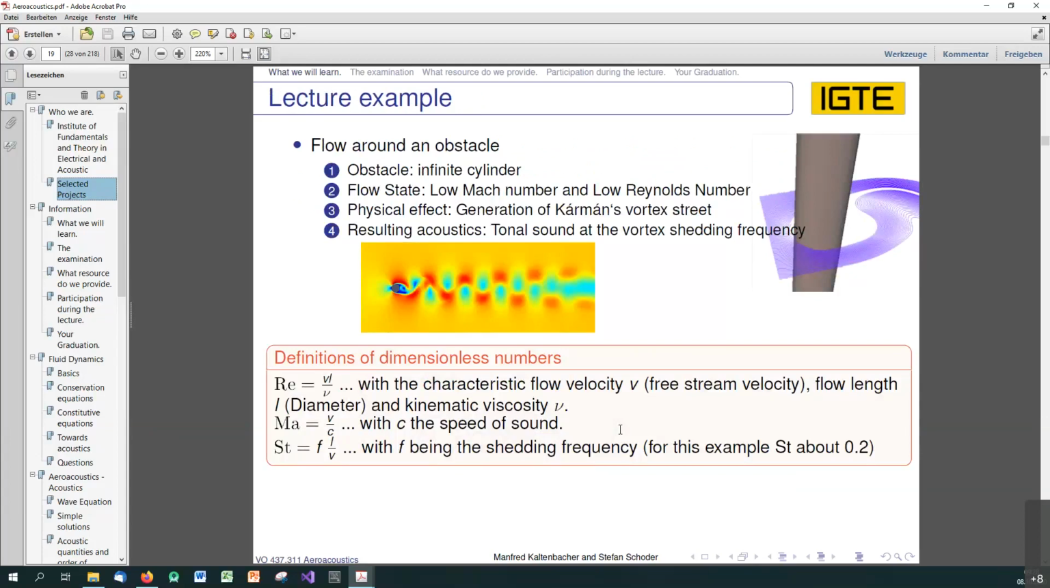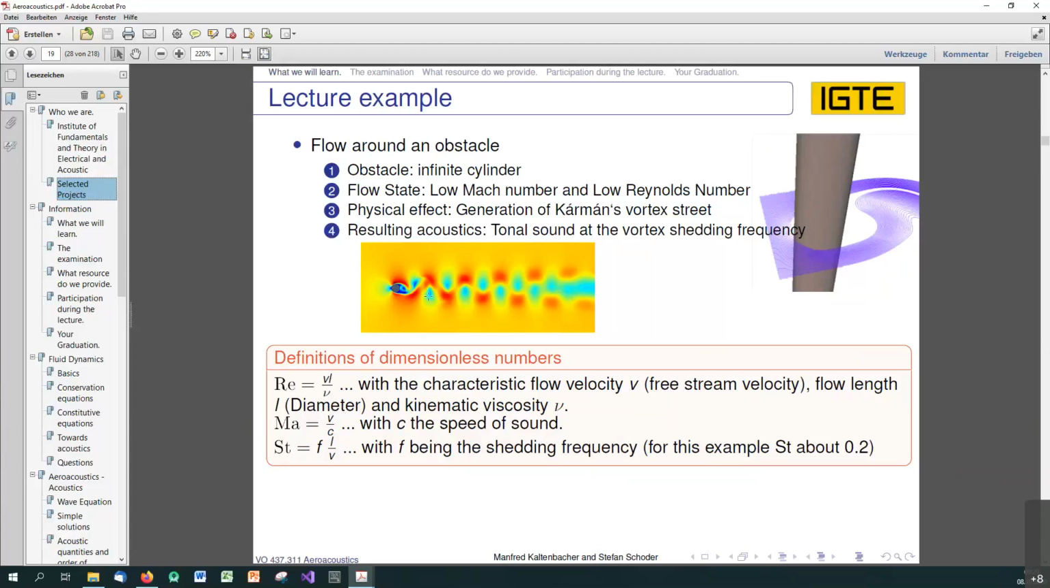Then I think I will go to the example we will always refer back to. It's the flow around an obstacle. If you just have a rod exposed to wind, the obstacle is more or less an infinite cylinder with a flow around it, and typically in the atmosphere we have a low Mach number and also a low Reynolds number. Here's the definition of the Reynolds number and the Mach number.